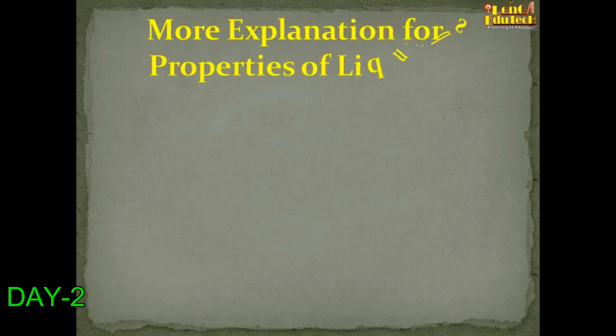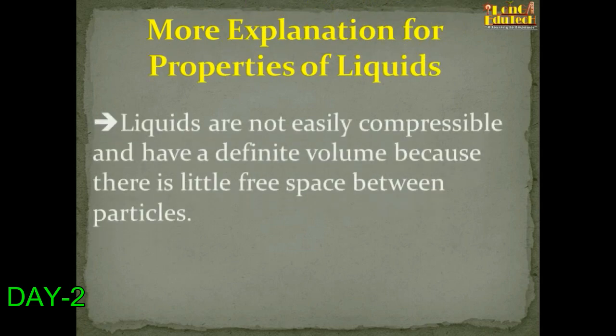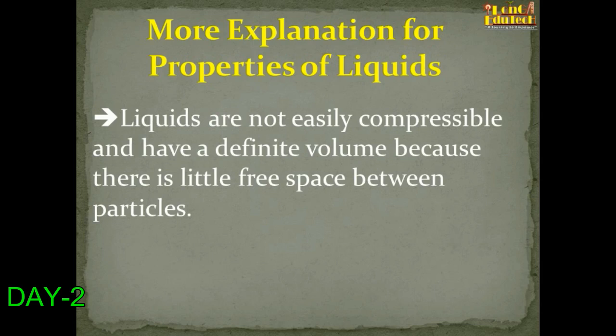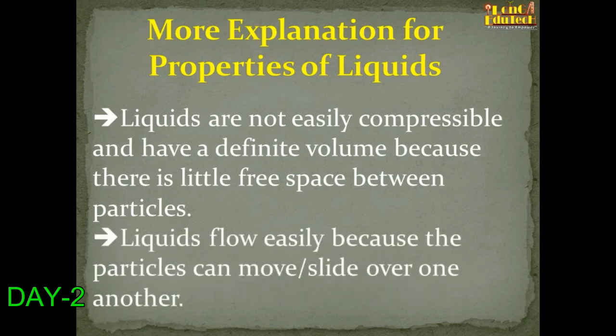Liquids are not easily compressible and have a definite volume because there is little free space between the particles as compared to gases. Liquids flow easily because the particles can move or slide over one another. The particles of the liquid can slide over the other particles. That's why they can flow easily.